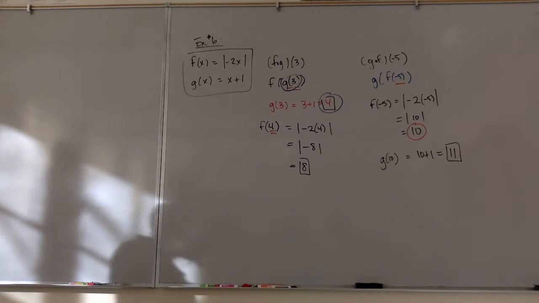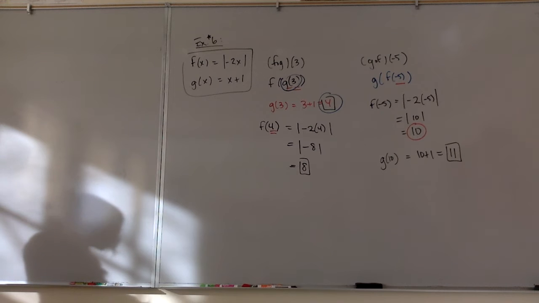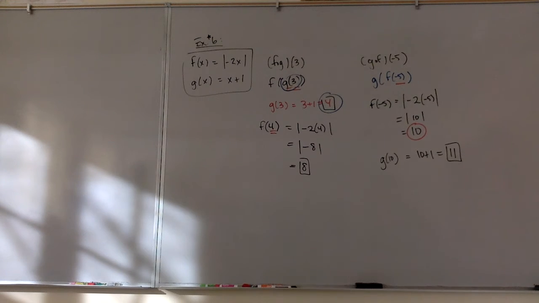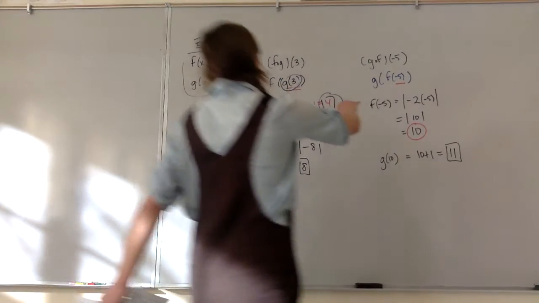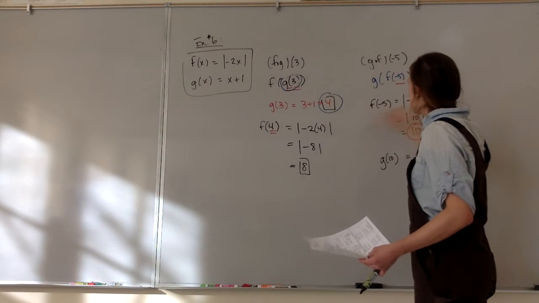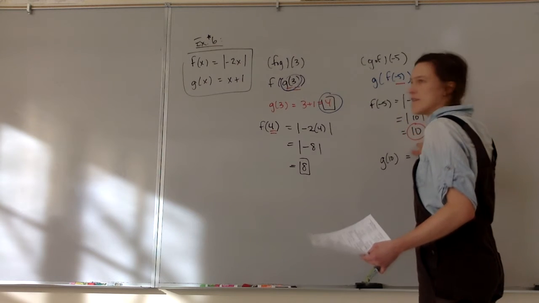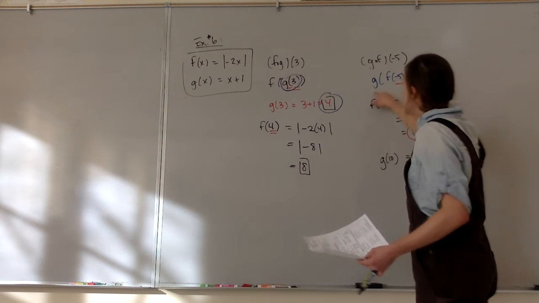Aiden and Ron, you work with Sebastian on number 7. Nice. Yep, that's perfect. You have a 10 and then what do you do? Yep, so because this means g of f of 5, I have to solve for this value first. I have to solve for the equivalent value. And f of minus 5 is 10. So I plug that into the g function.